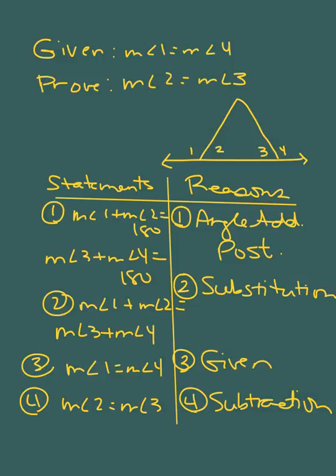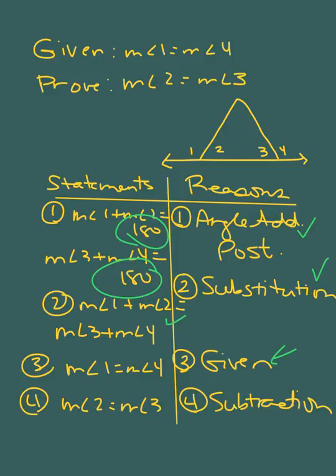Now I've rewritten this proof so that the given statement falls later in the proof in step number 3. So let's go through it again. In step number 1, the first thing I did was I used angle addition by stating that the measure of angle 1 plus the measure of angle 2 is equal to 180, and the measure of angle 3 plus the measure of angle 4 is also 180. In step number 2, I used substitution because both sentences were equal to 180. I set them equal to each other.